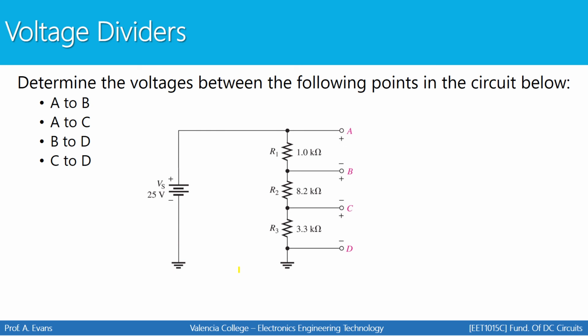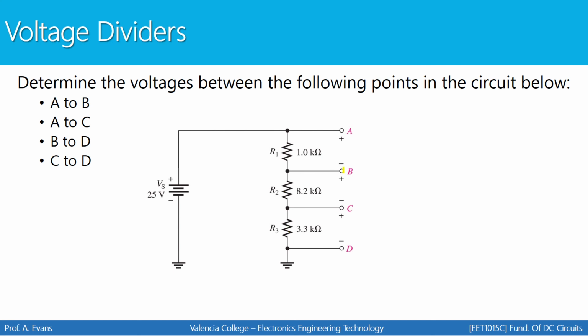Now we have another problem with several different points, point A, point B, point C, point D. And we're going to determine the voltages between several different combinations of these points using a voltage divider. Now keep in mind, this is a series circuit. We have 3 resistors in series.